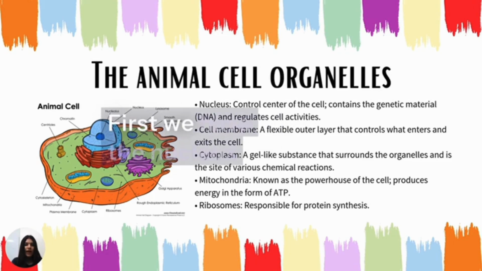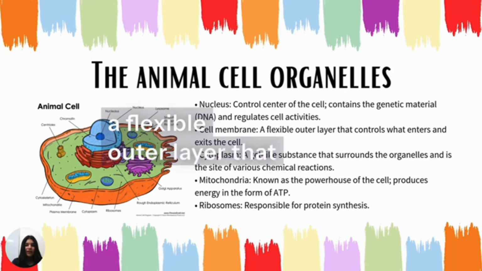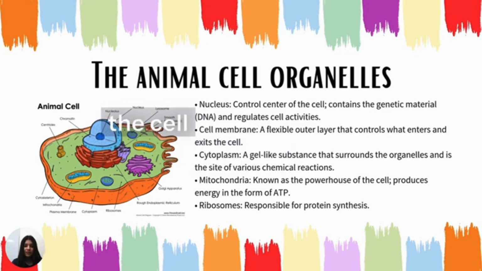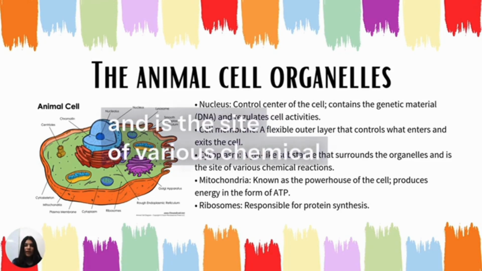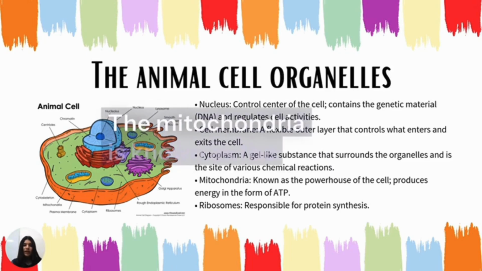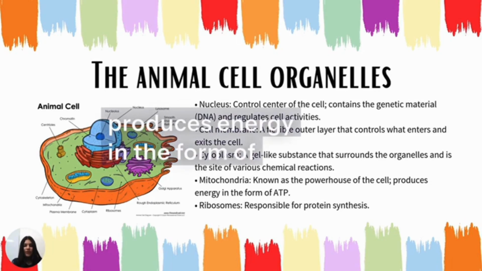First, we have the nucleus, the control center of the cell, which contains the genetic material, DNA, and regulates the cell activities. Then, the cell membrane, a flexible outer layer that controls what enters and exits the cell. The cytoplasm is a gel-like substance that surrounds the organelles and is the site of various chemical reactions. The mitochondria is known as the powerhouse of the cell, producing energy in the form of ATP.